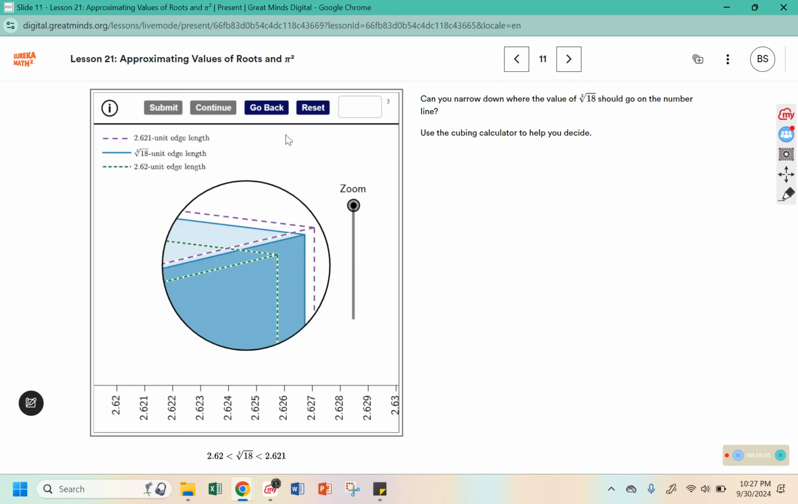And then I have one inside and one outside. So it is between 2.620 and 2.621.